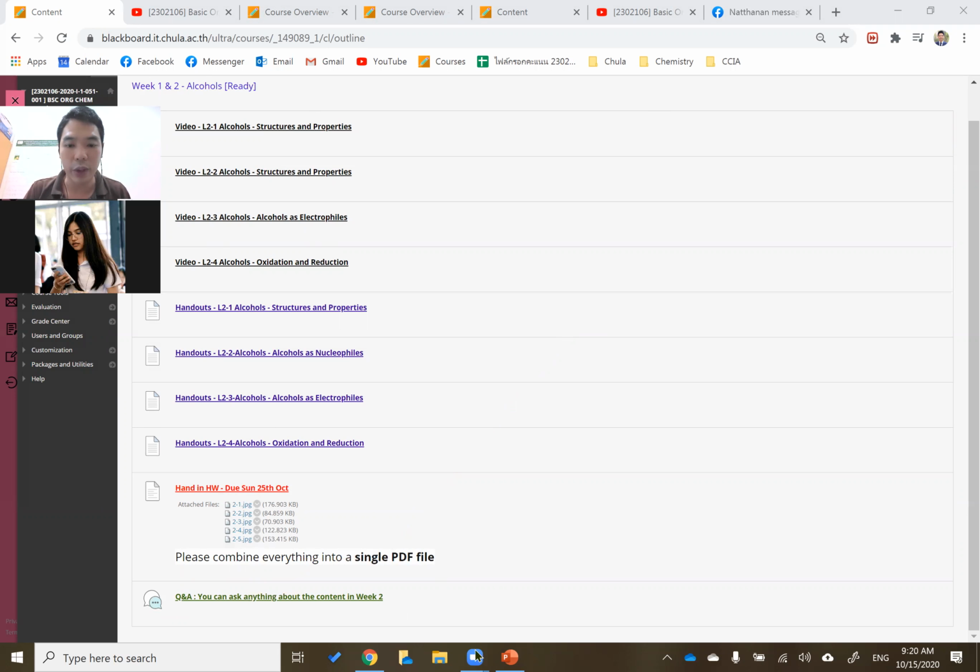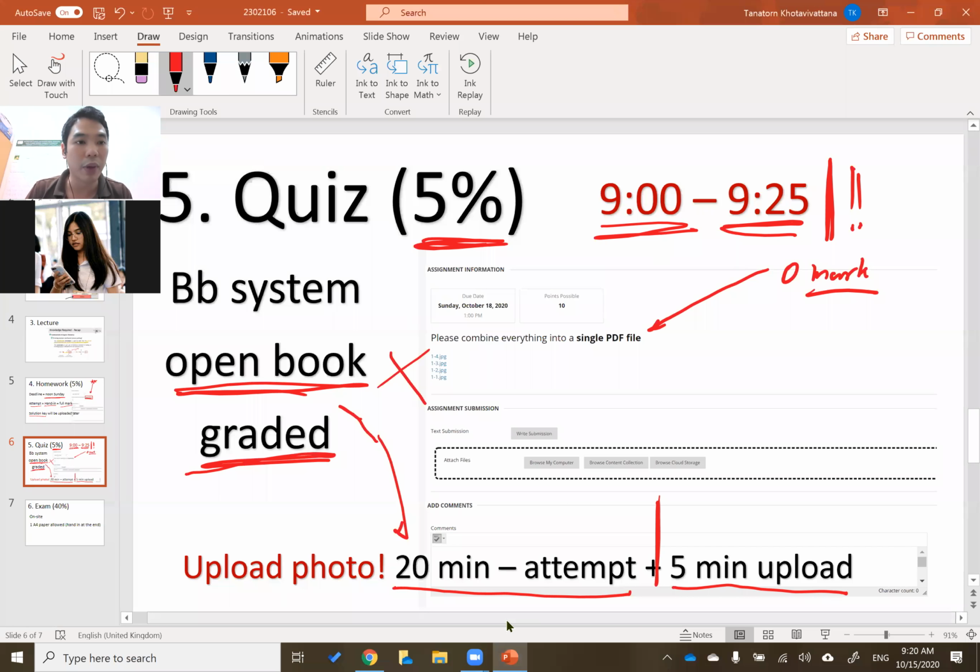So back to the quiz. Again, you need to upload in a single PDF file. So make sure that you have time to convert it into PDF and upload in the system. I think 25 minutes is quite a lot, so try to manage it well. If you don't have time to upload, then all that you have done will not be counted. Okay.